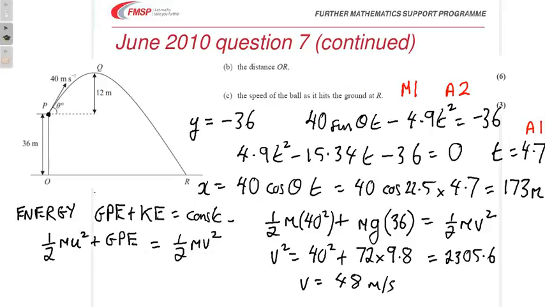That's your 6 marks for part B, and for the very last part, for the 3 marks, you had a method mark for using energy, or alternatively you could have found the 2 velocity components and then gone from there. A method mark for that, and then 2 accuracy marks. So an accuracy mark for putting in the correct terms in the energy equation, and an accuracy mark for finding the final answer. And that's it. That's question 7 from June 2010.